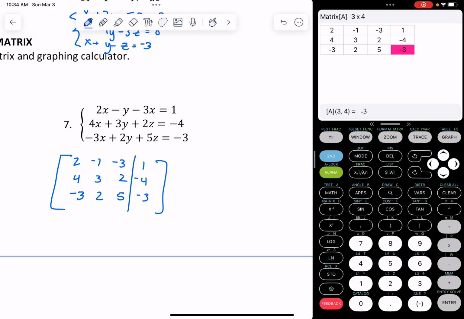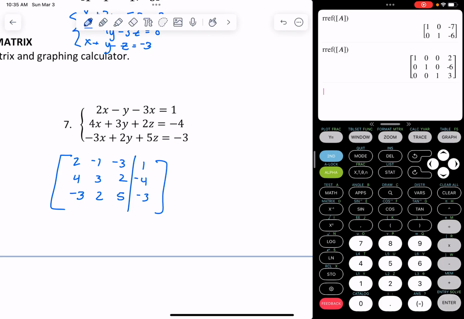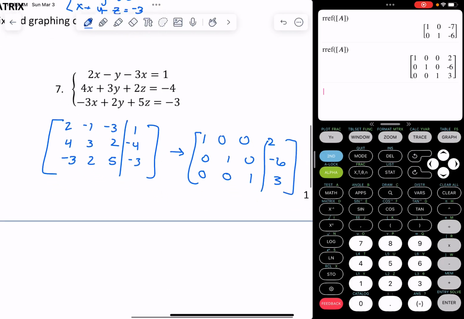We type that in, quit, and here's a little shortcut: since we just replaced A, if you arrow up and hit enter on that, you don't have to type it all back in. It'll spit it all out again since you just replaced matrix A. We got 1, 0, 0, 2, 0, 1, 0, -6, 0, 0, 1, 3. This is telling us x plus 0y plus 0z equals 2, so x equals 2. 0x plus 1y plus 0z equals -6, so y equals -6. 0x plus 0y plus 1z equals 3, so z equals 3. That's what we got there.